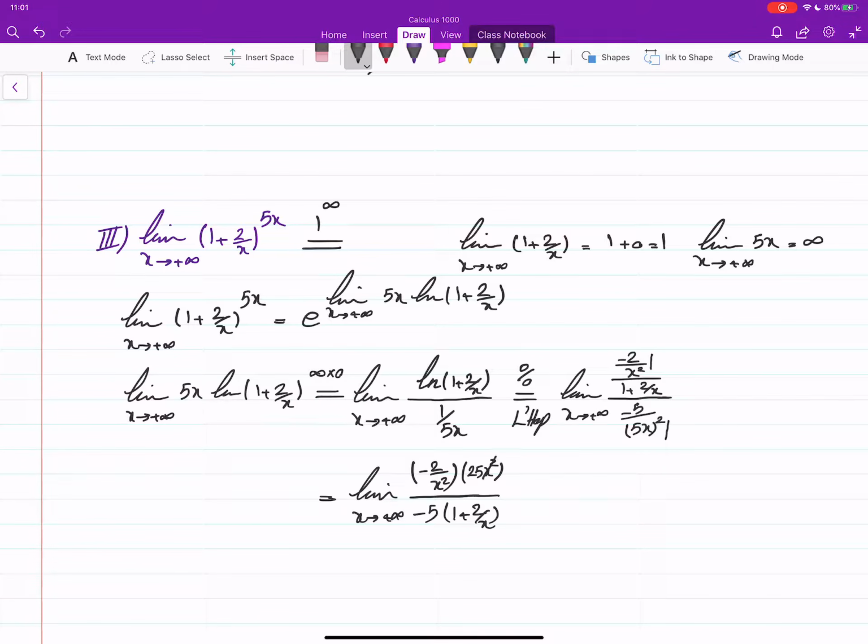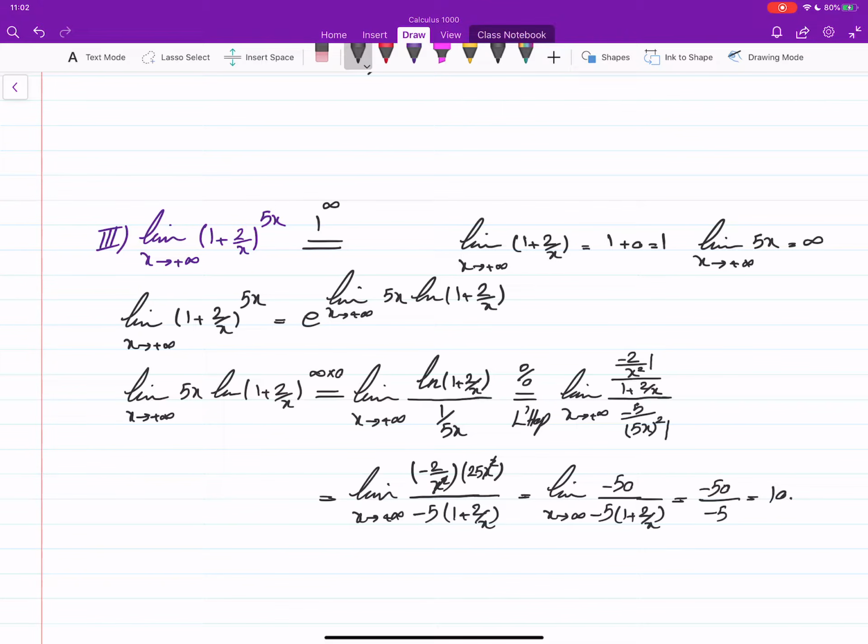And, well, you can cancel these two. And in the numerator, this will give us negative 50. And in the denominator, negative of 5, 1 plus 2 over x as x approaches plus infinity. Well, you can see that the denominator is now just negative 5, negative 50. I could have simplified these numbers before, but we get the right answer.